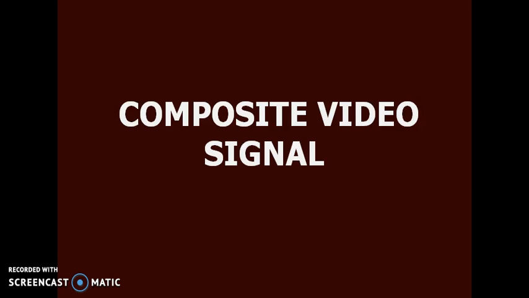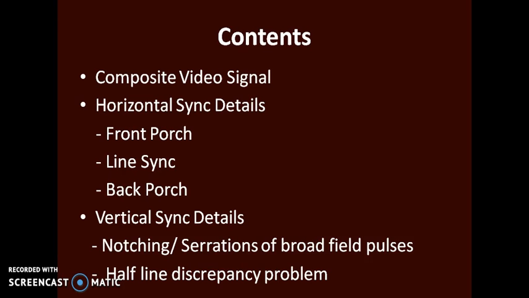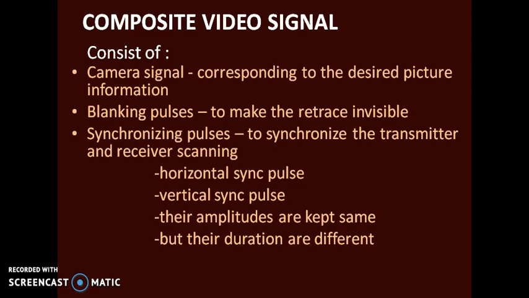So today in the video engineering class, we will discuss the composite video signal. So what is basically a composite video signal? The composite video signal is divided into three parts. First of all, it has the camera signal, then blanking pulses, and then synchronizing pulses.